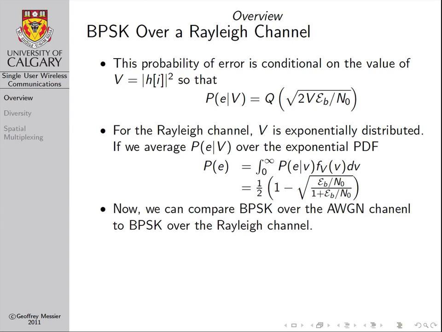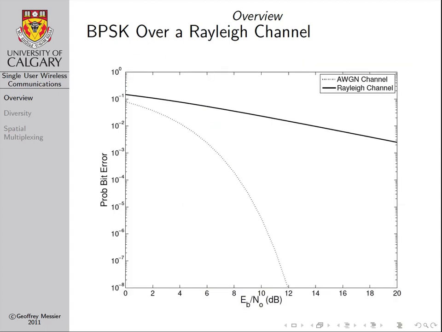So now that we have our expression for the probability of error for BPSK, we are ready to compare BPSK performance over the Rayleigh channel with BPSK performance over the additive white Gaussian noise channel. And this is what this plot looks like. So here we show the probability of bit error versus average signal to noise ratio, or Eb over N naught. The solid line is the bit error rate for the Rayleigh channel, and the dotted line is bit error rate for the additive white Gaussian noise channel.